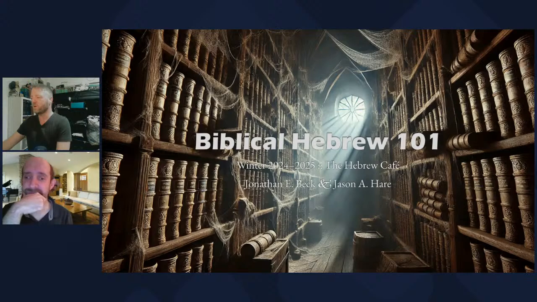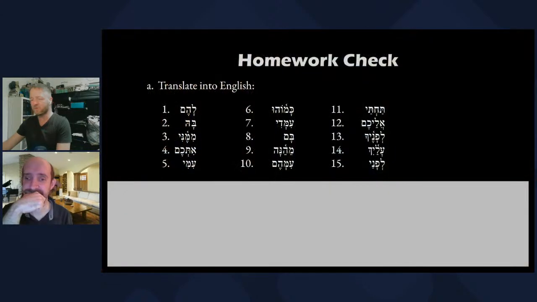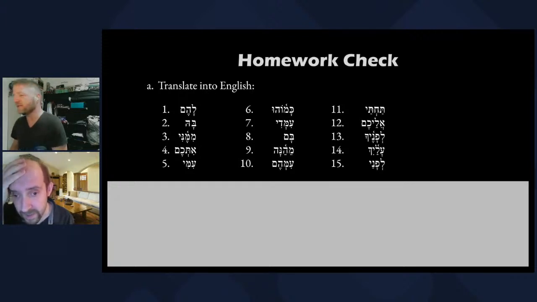This is Biblical Hebrew 101 with me and Jonathan, and we normally have 1 or 2 students with us. We're going to cover a bit of the homework and then move into the new material. So this is the homework from lesson 9. It's from the last session that we did before the reading. We need to translate into English. This dealt with the personal endings, the suffixes.